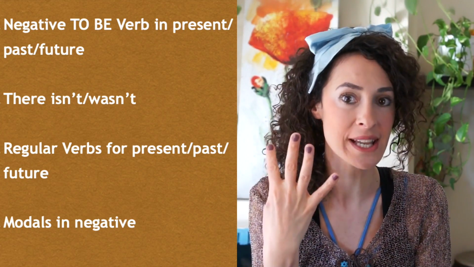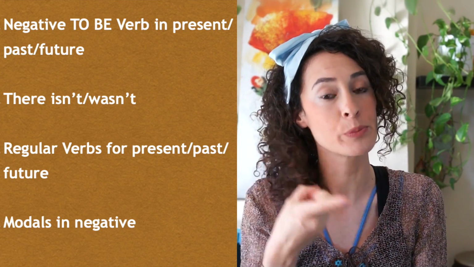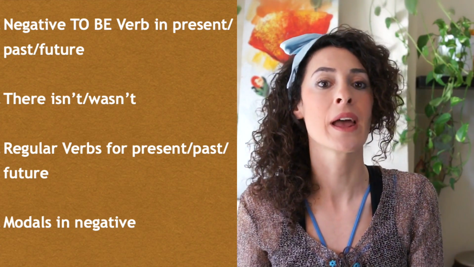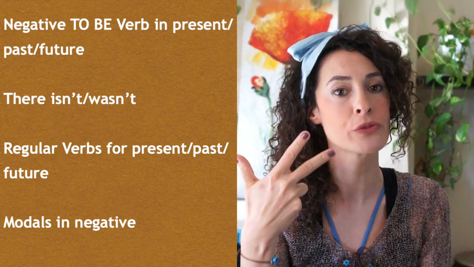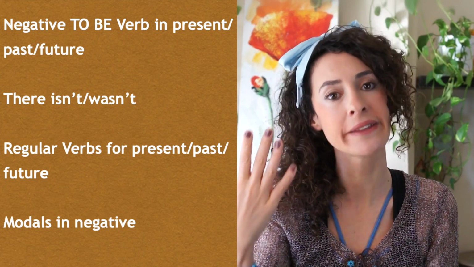Okay? I will try to divide it into 4 sections so it's easier to understand. 1. Negative to be verb in present, past, future. 2. There isn't and there wasn't. 3. Regular verbs for present, past, future. And 4. Modals in negative. Since for every tense and modal conjugation you can make a negative version, which is a lot, I will try to keep it basic, so it won't stuff your brains with a lot of information at once and you get lost.